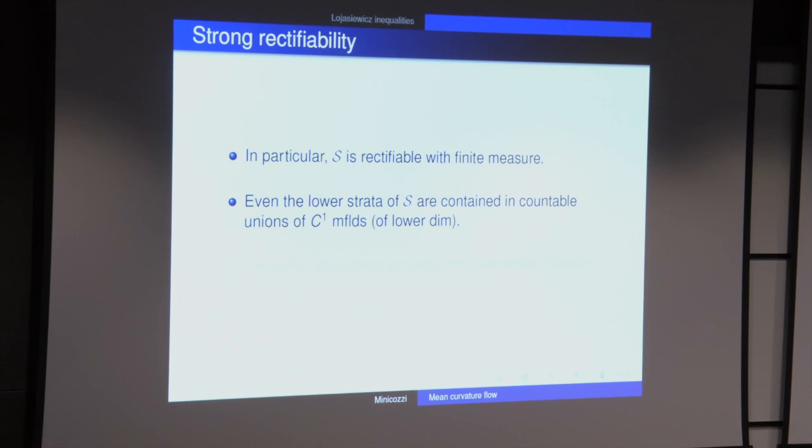Once we get below the top dimension, then we can't say it's a finite union anymore. We have to say a countable union. Where that comes from is that at the top dimension, we can actually prove some sort of uniform approximation, and so this gives some sort of compactness. Whereas below, you can't do it uniformly, and so there may be countably many.